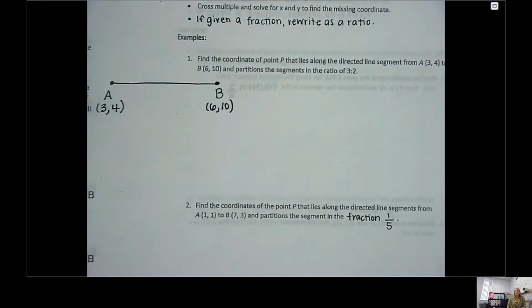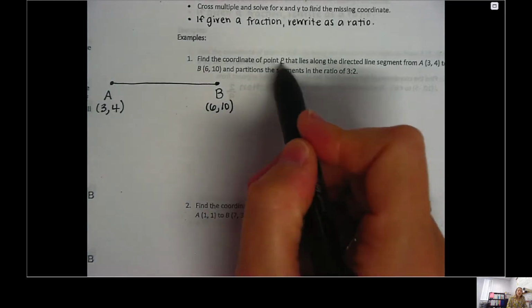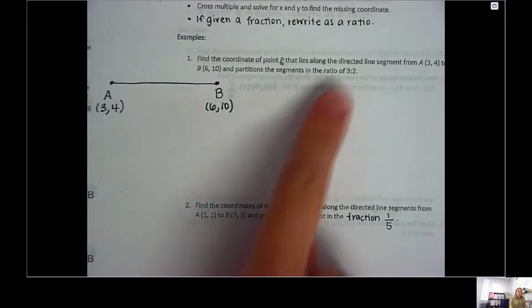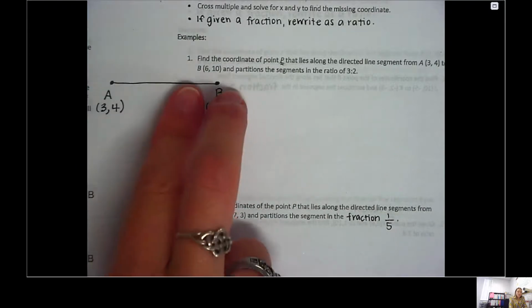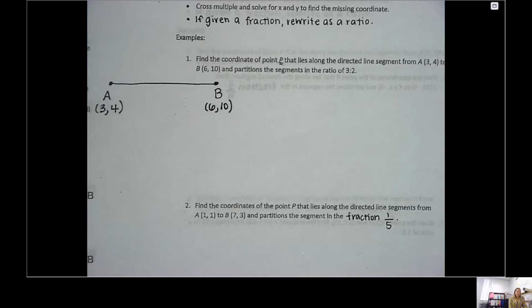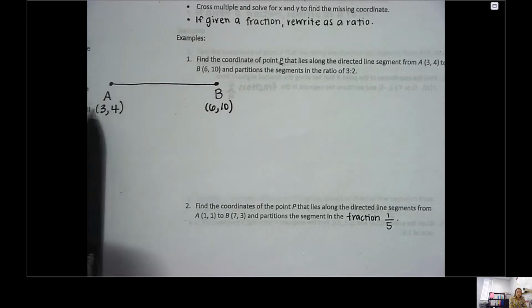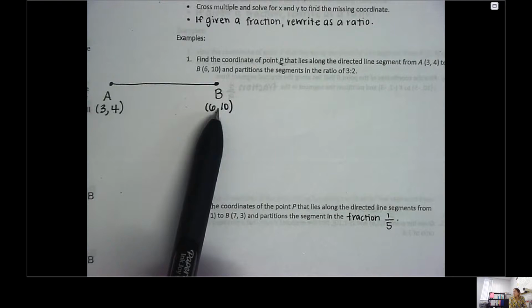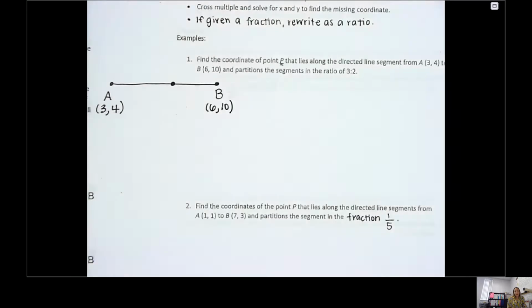Okay, partition point P is on this line and it divides, or partitions, the segment into a ratio of 3 pieces to 2 pieces. In total, how many pieces is that? 5 pieces in total. So when I put point P on this line, I want to show that this is worth 3 pieces, this is worth 2 pieces. Is my point P going to be closer to A or closer to B? Yeah, closer to B. So I'm going to put my point P somewhere over here. It doesn't really matter where you put it.